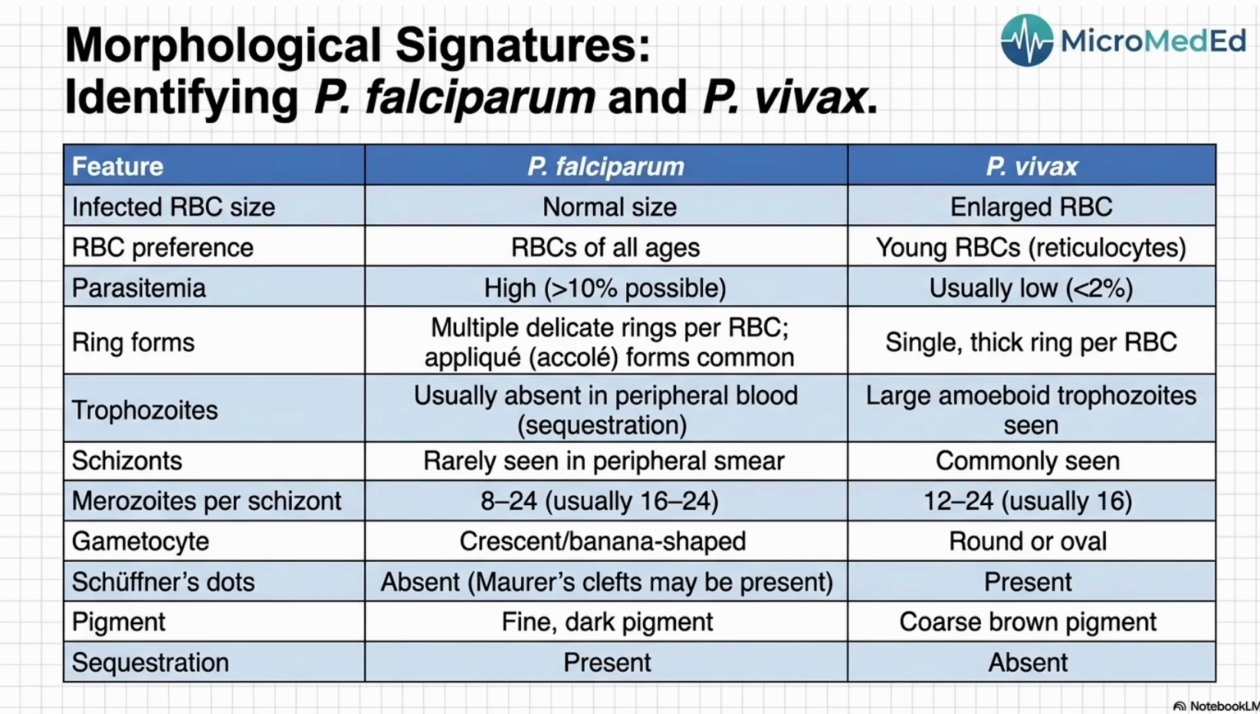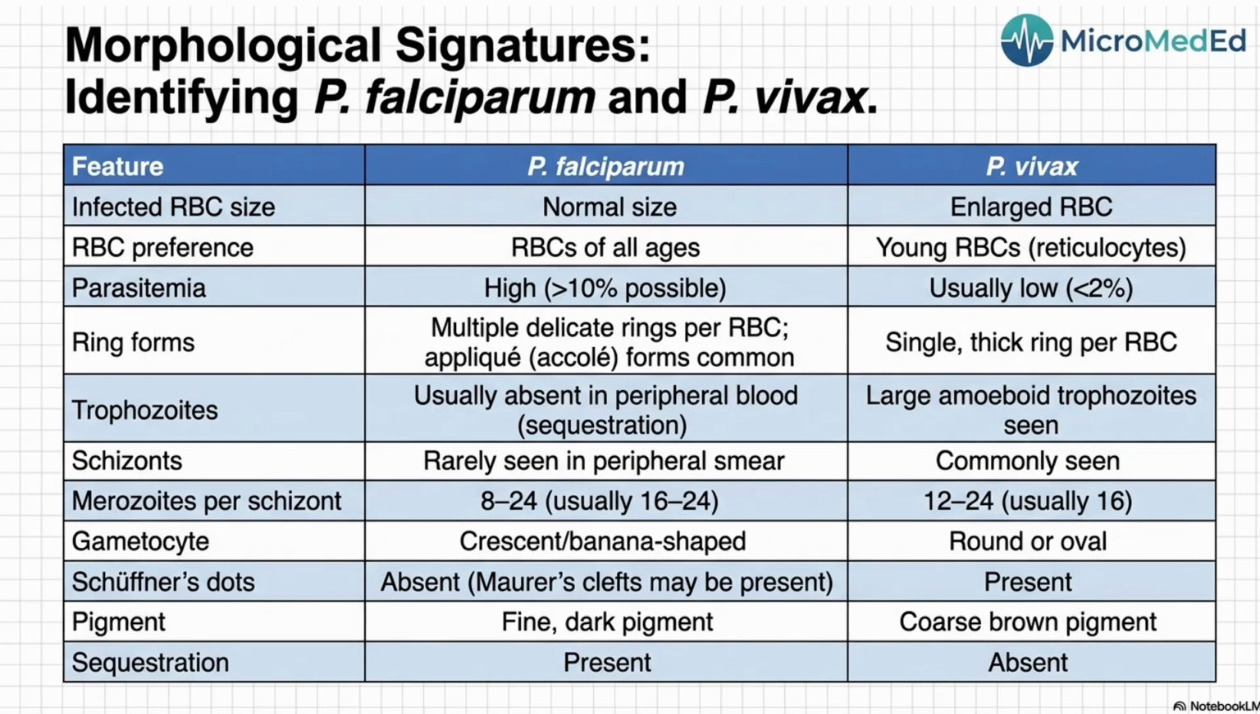That's why there is a high parasitemia, and there will be sequestration of the parasite because of its pathogenesis. In case of vivax, it only affects young RBC. High parasitemia is associated with falciparum, low with the vivax. A ring form is multiple, applique form as we discussed. Trophozoites, the sequestration would be there in falciparum, and in vivax that is a large amoeboid form.